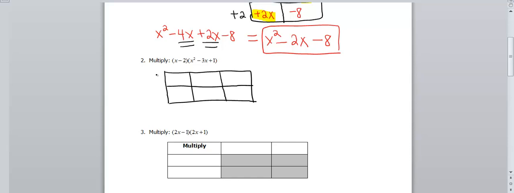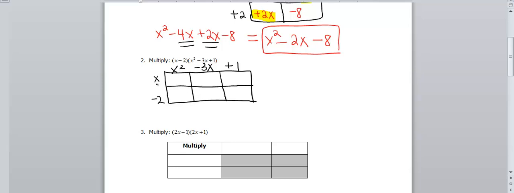Okay, again, I'm going to write out what I'm multiplying. So on the side, I'm going to write x and then minus 2. And then along the top, I'm going to write x squared minus 3x and then plus 1. And make sure you don't lose any of your signs. I try to put mine in just to make sure I remember, although I never usually put them on the first ones. I just noticed.